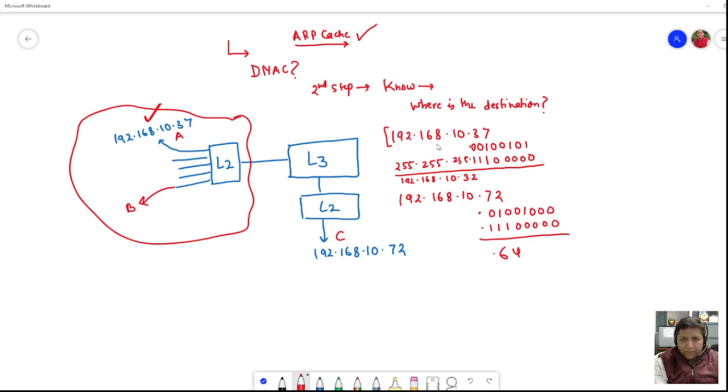So this is the second step. Machine A will use the subnet mask to know the subnet of itself and the destination. If these two entities come out different, then it means that the destination is in another subnet, and then the whole concept changes. The subnet mask is giving you the network ID, and now you know that the destination's network ID is this and the source network ID is this. There are two different things.